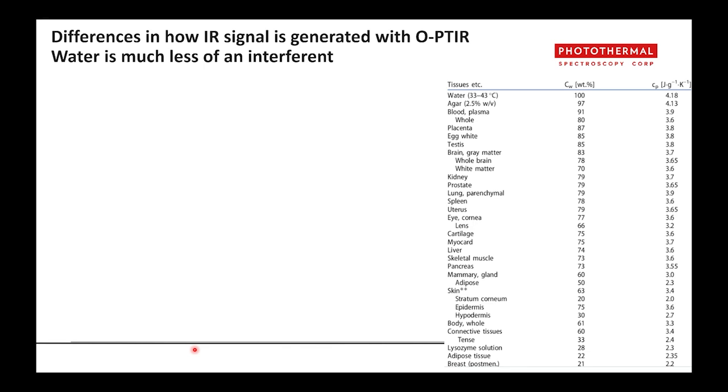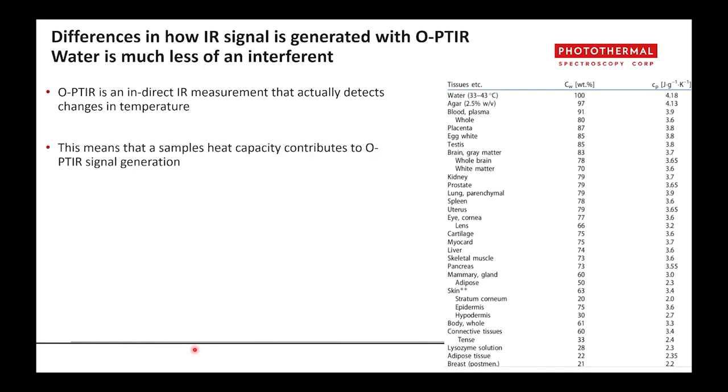And that's because with O-PTIR, water, though still a feature, is much less of an interference. And that's because O-PTIR is actually an indirect measurement. So we're actually measuring changes in temperature. We're not actually measuring infrared photons as they go through the sample. We're using the infrared to excite the sample, generate a slight change in temperature, and then we're looking through the green beam at those changes in temperature. Right, so that means now it's not just the optical absorbances, heat capacity contributes to O-PTIR signal generation.